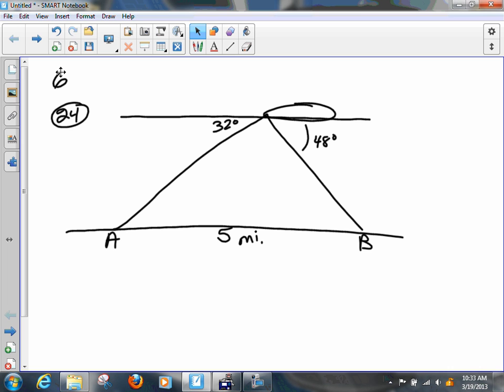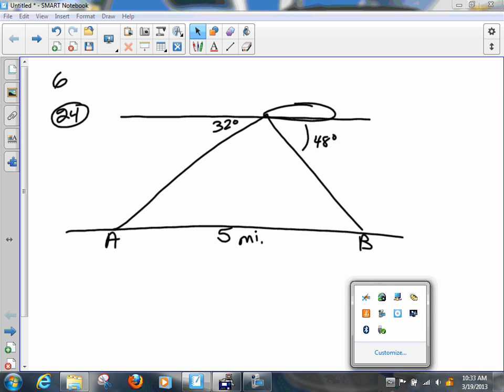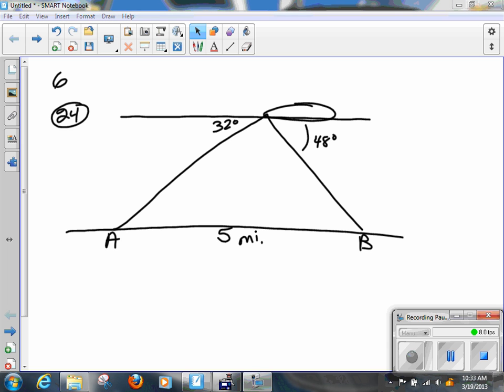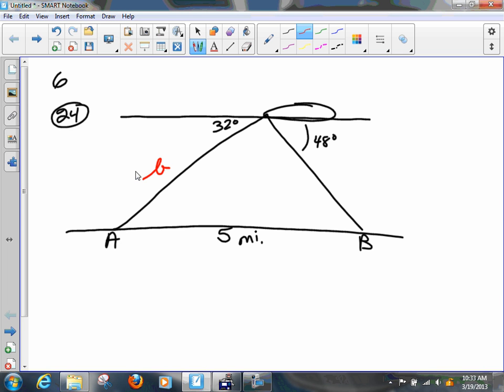Okay, here we go. B. We've got to find the distance from the plane to milepost A. And I'm going to call that side little b because it's across from angle B.